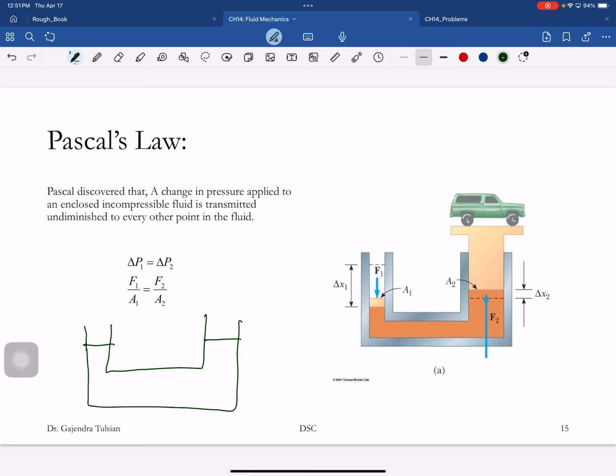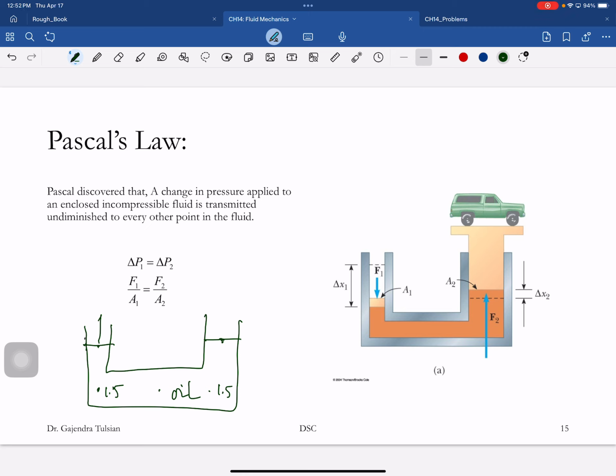Okay, so this is oil, let's say, an enclosed incompressible fluid. And this is how all hydraulic systems work. Okay, so what is the pressure here? 1 atmosphere. Okay, it's exposed. The pressure here is 1 atmosphere. What is the pressure here? 1 atmosphere plus the density times depth. Very good. We'll call it 1.5 atmosphere. Okay, and there's 1 atmosphere there.